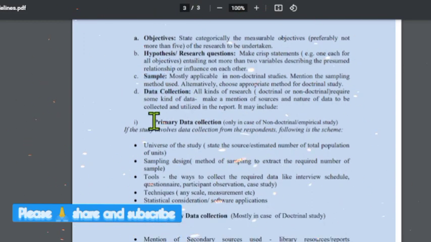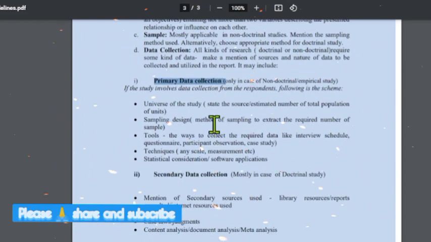Data collection: what are the methods of primary data collection, whether it's going to be through questionnaire, through participation observation, through interview schedule, through case studies. All this you have to discuss. In fact, we'll be discussing a few of the sample synopses which our students have already submitted.